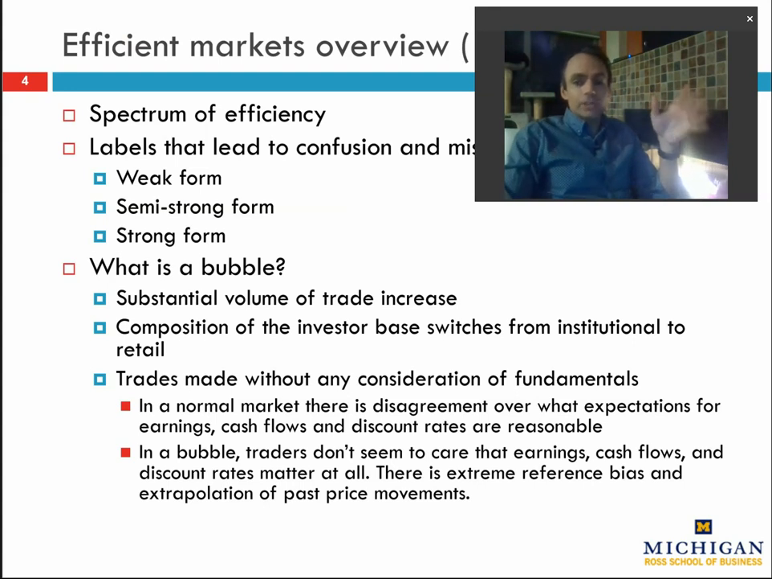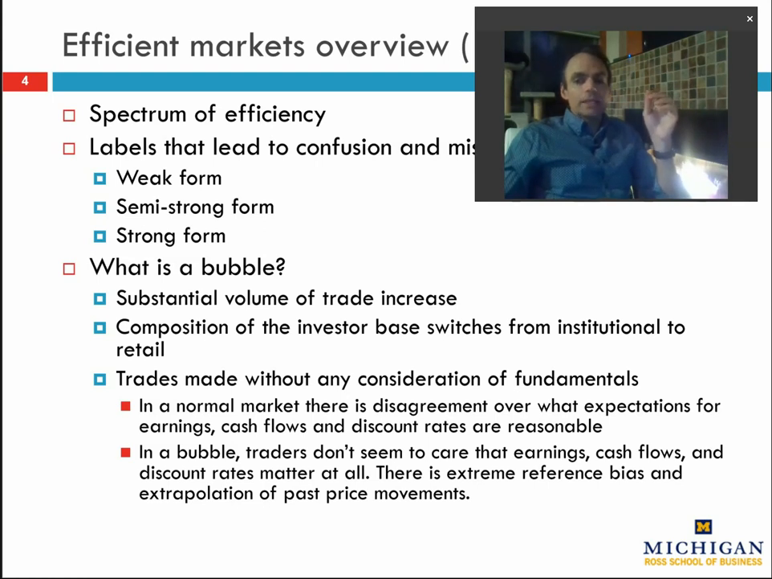Unfortunately, decades ago, someone came up with the idea that these labels, which are applied to undergraduate courses around the world, are a great idea. The labels of weak form efficiency, semi-strong form efficiency, and strong form efficiency. But I find them terribly confusing. We're going to have to talk about them because everyone else talks about them. But I don't think they're particularly helpful.